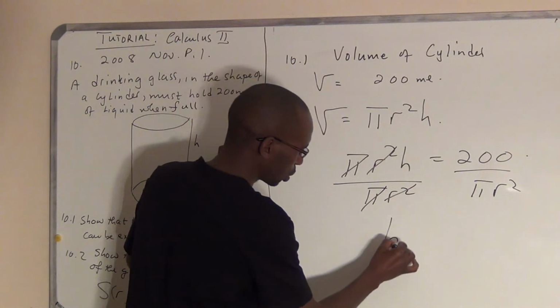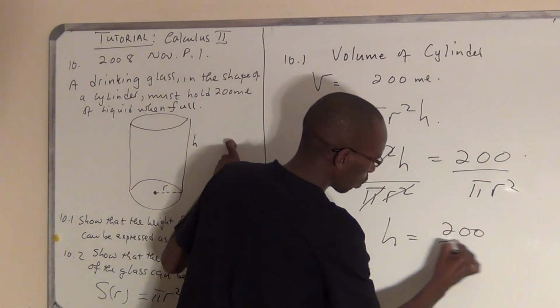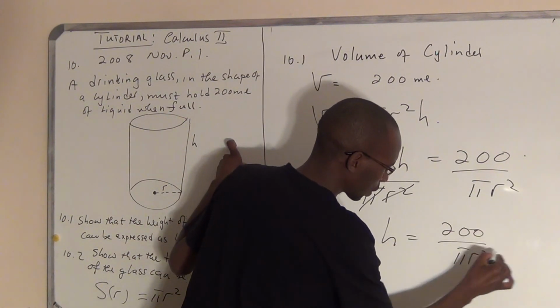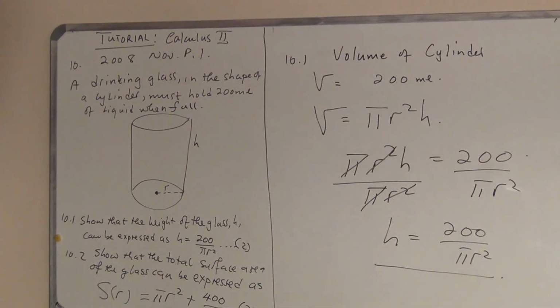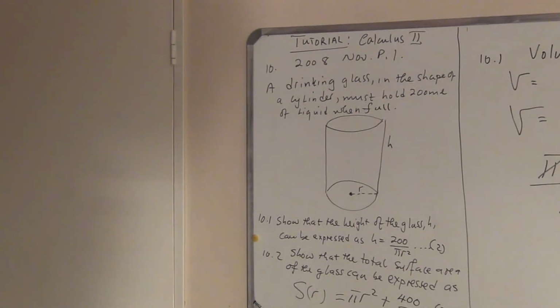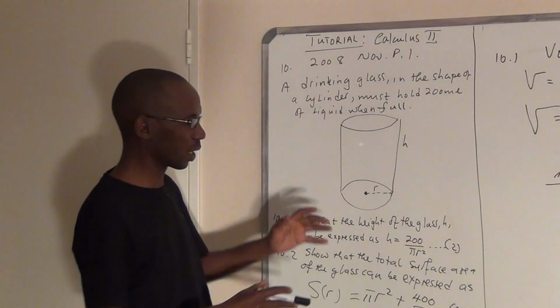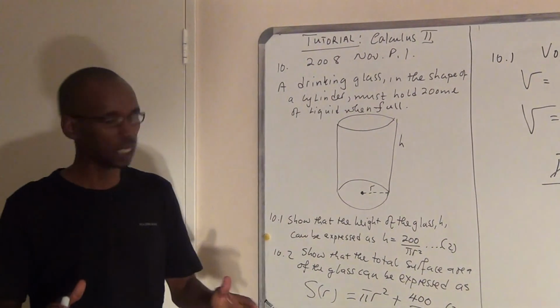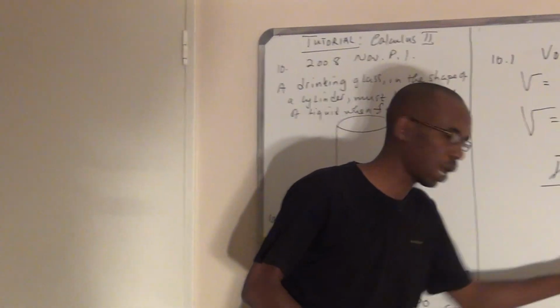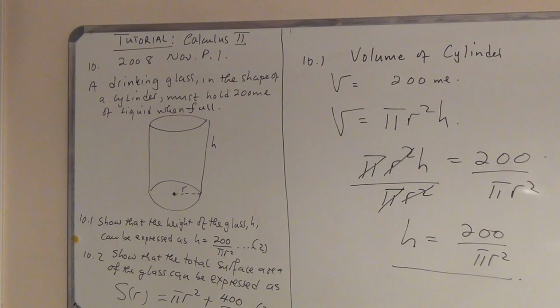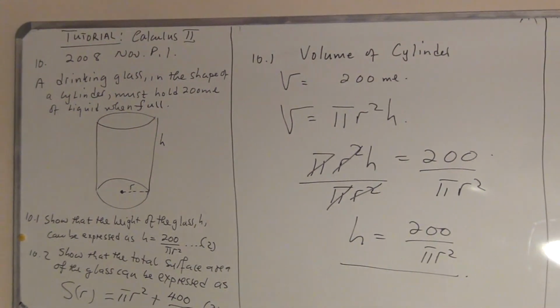And we end up with h is equal to 200 over pi r squared. That's what the question requires. So we have shown that we can express the height, given the volume of the cylinder, as a function of r, or rather in terms of r.